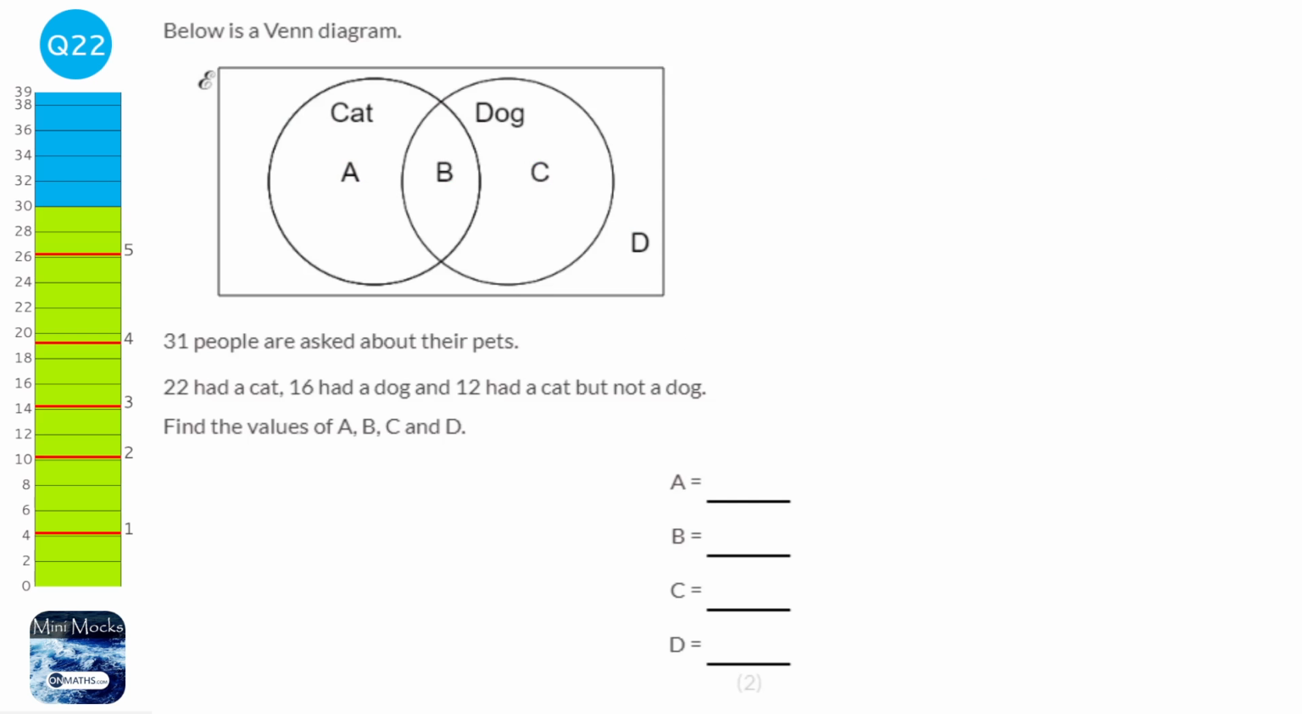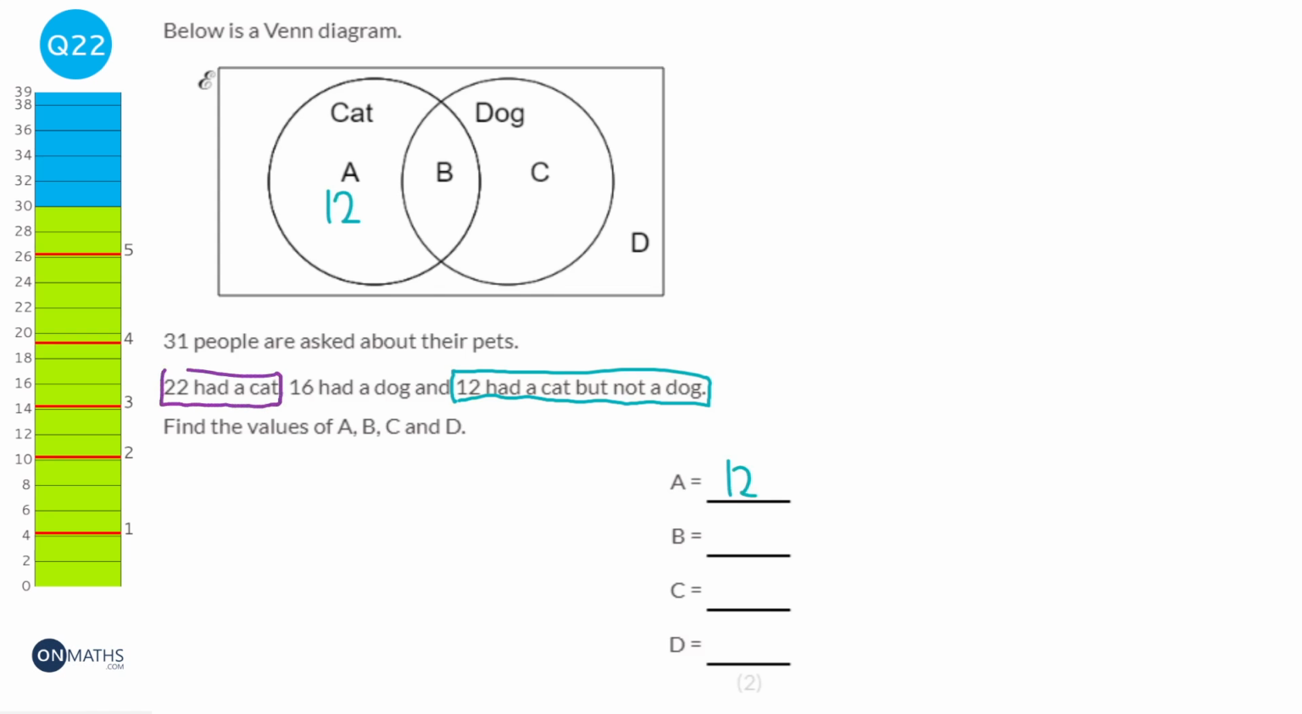The first thing that we can actually work out for this Venn diagram is this part here. It says 12 had a cat but not a dog. So the cat but not a dog is showed with this A here. So if 12 had a cat but not a dog, and in total 22 had a cat, we're going to do 22 take away 12, which is 10. So 10 had a cat and a dog.